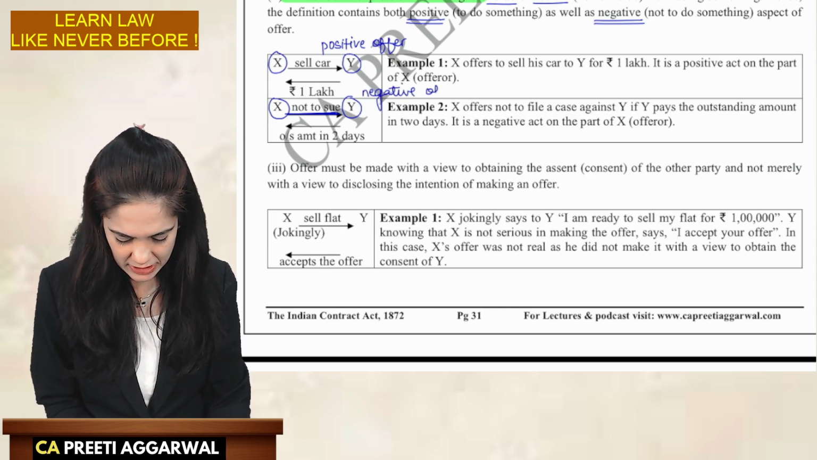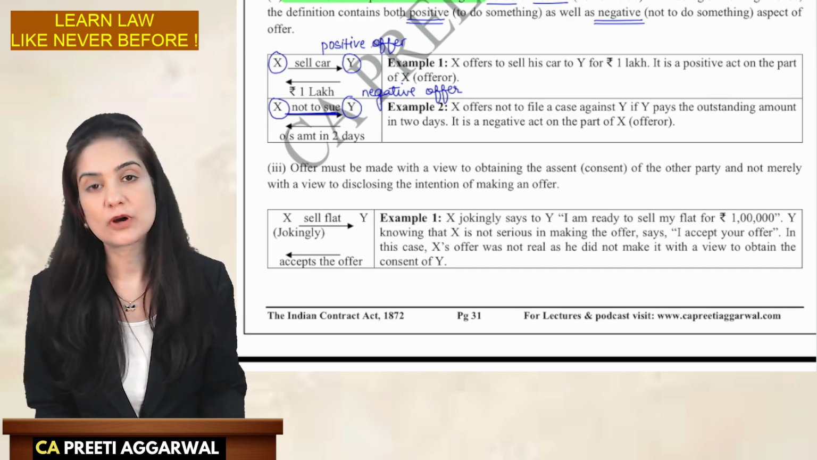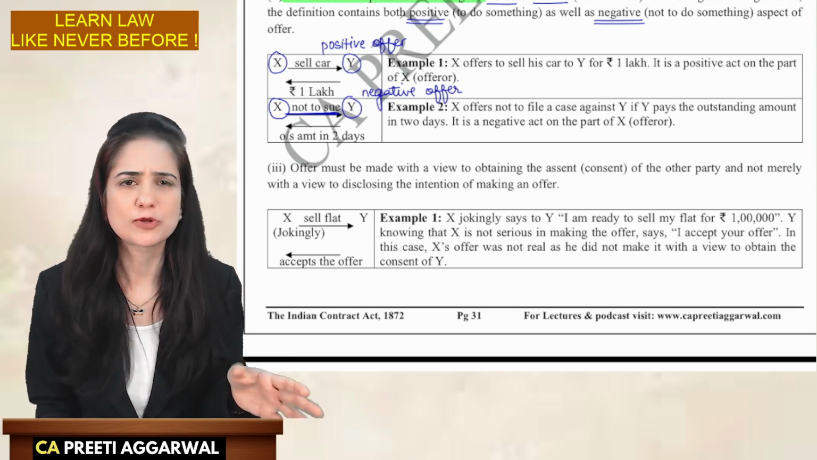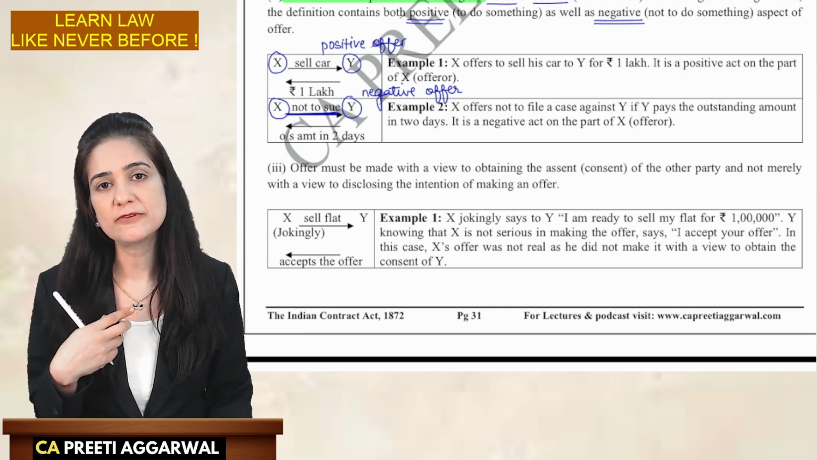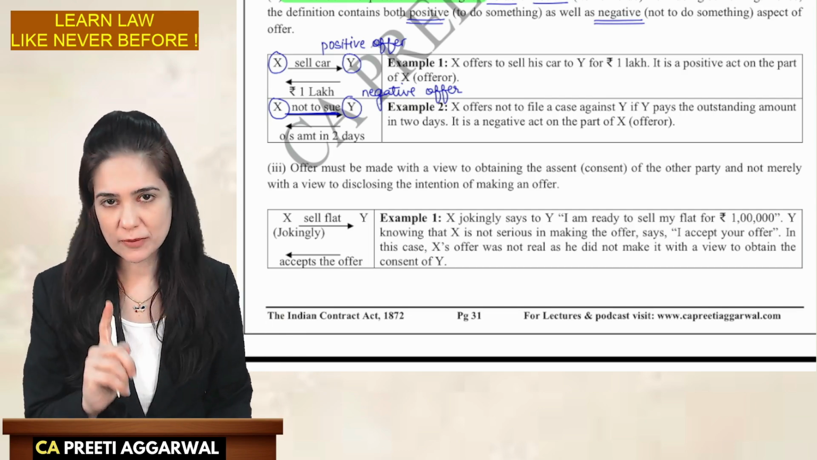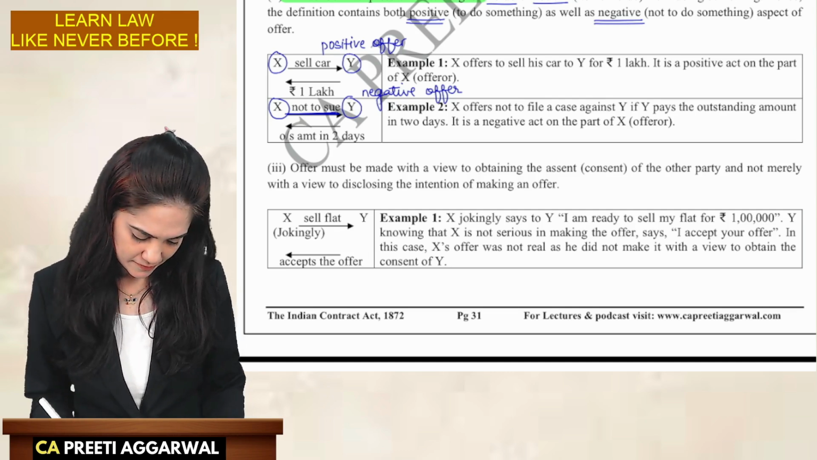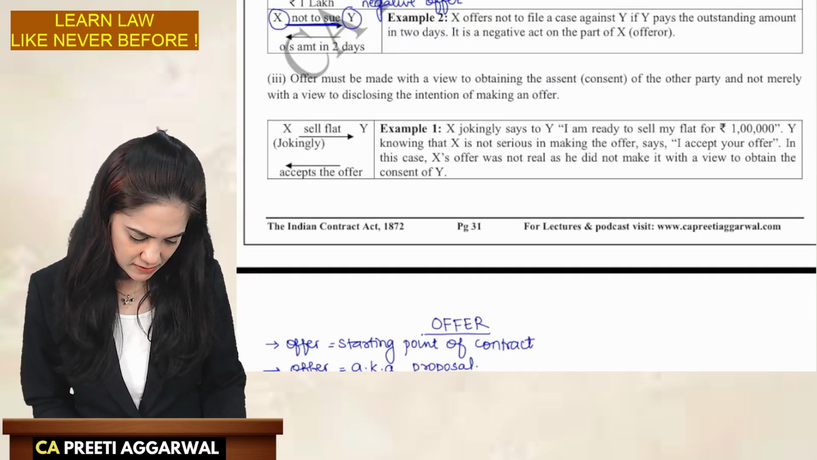So this is a negative offer, not to do something. The definition includes both the positive as well as the negative aspect. What is the other word that we study for negative? Abstain from doing. Yes, abstain.